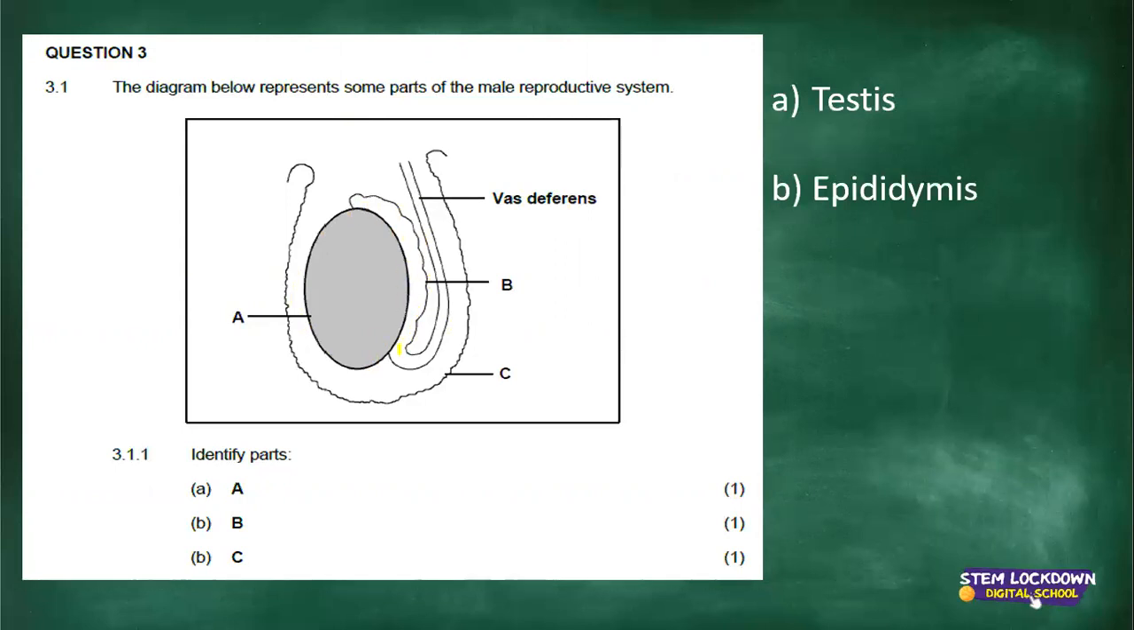And then C, what is C? There's a scrotum. So that is the bag or the sac that is carrying all of this. It's enclosing all of this. This is the testis, epididymis, and then the scrotum over here.